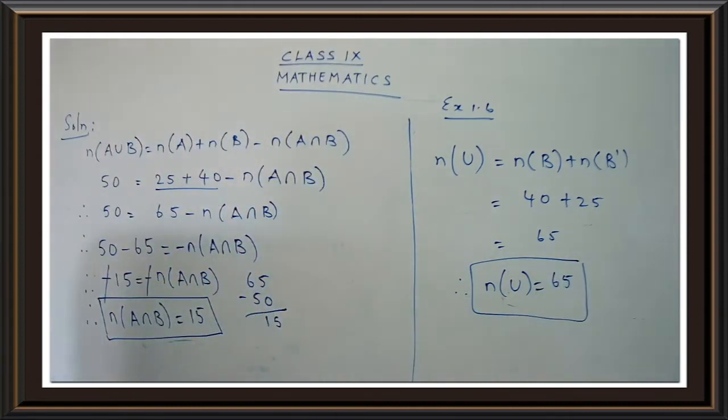So we have completed the first answer. We have found both the parts. N of A intersection B is 15 and n of U is equal to 65. Okay, children? So I hope you are clear with the first part.